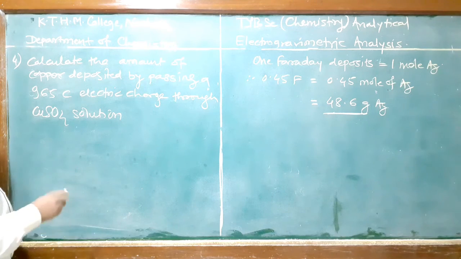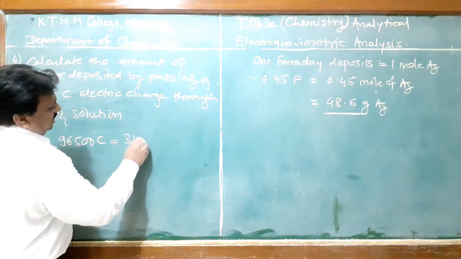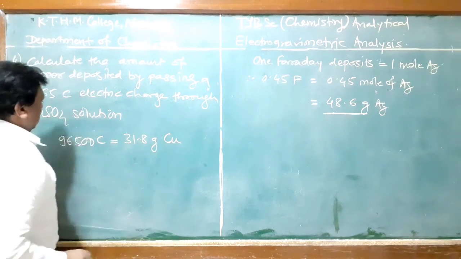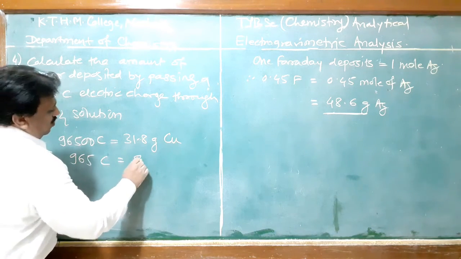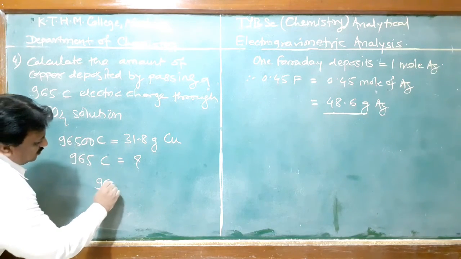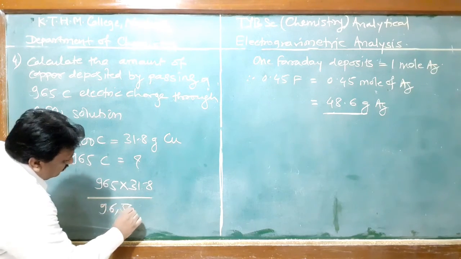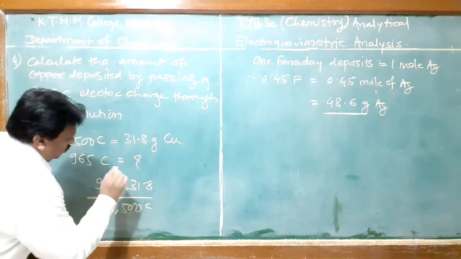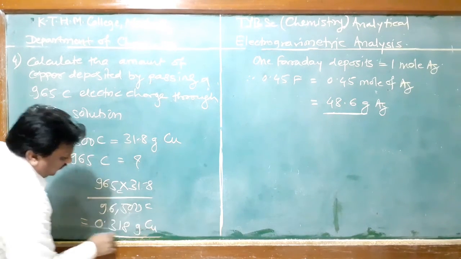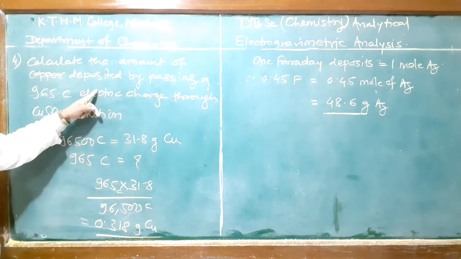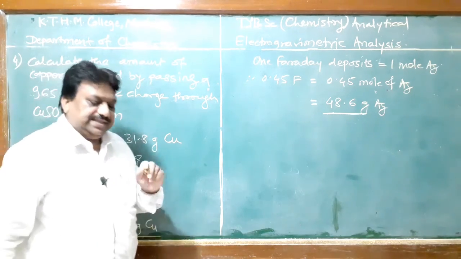Student, in this case, we know that 96500 coulomb will deposit 31.8 gram of copper, and therefore 965 coulomb deposit how much? Therefore, 965 into 31.8 divided by 96500 coulomb, this is also coulomb, and which is equal to 0.318 gram copper. In this way, we can find out amount of copper deposited when we know the quantity of electricity.